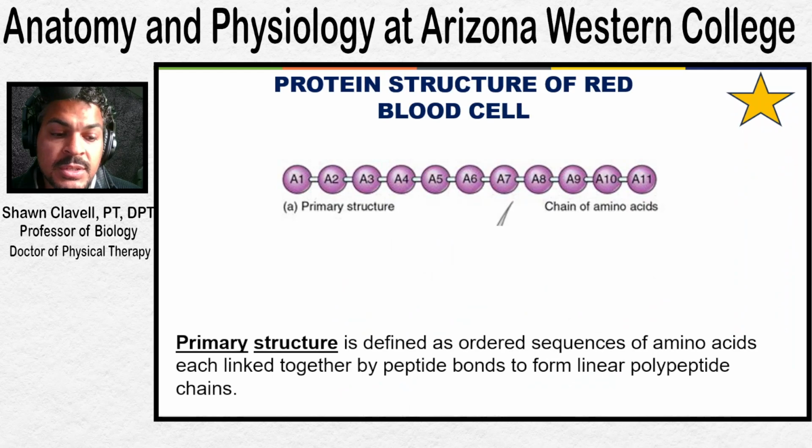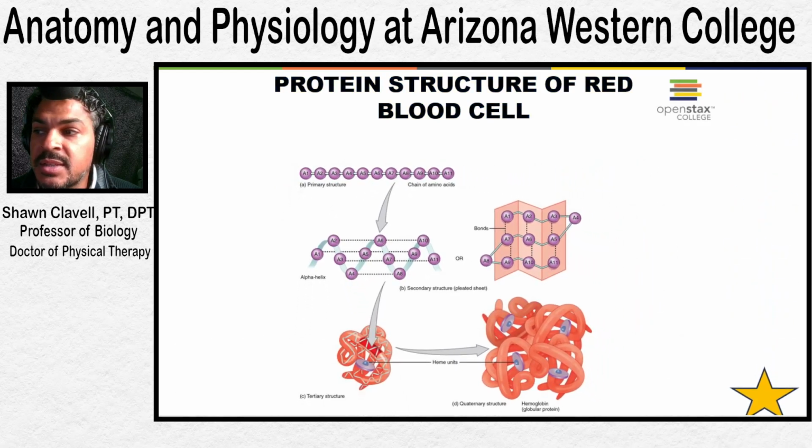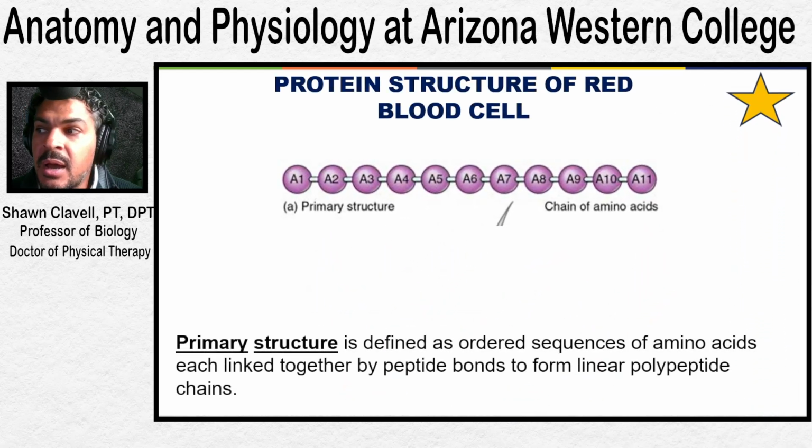Let me go back. There are four structures, and we'll take the example of hemoglobin here. There are four structures that we should be able to identify as they relate to protein. The first is the primary structure, which is basically a long chain of amino acids. This may even be referred to as a polypeptide as opposed to a protein. In the primary structure, all of the amino acids are held together by peptide bonds.